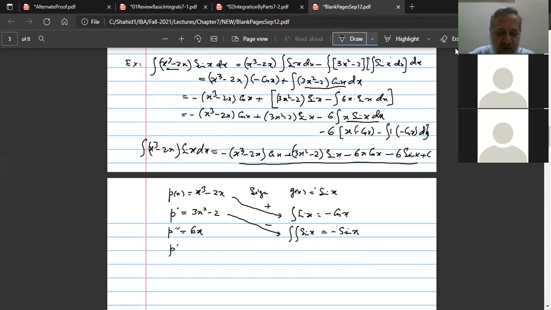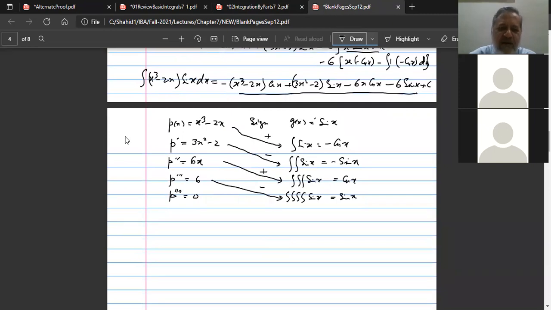Third derivative is 6. Third integral of sine is integral of minus sine, which is cos x. This has to be multiplied with this with a positive sign. Fourth derivative is 0. Fourth integral of sine is the integral of cos, and that is equal to sine. And this one has to be multiplied with this with a negative sign.